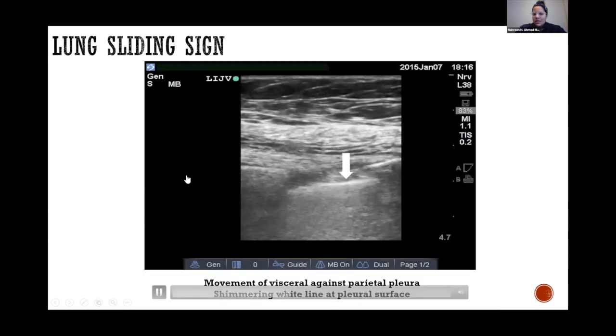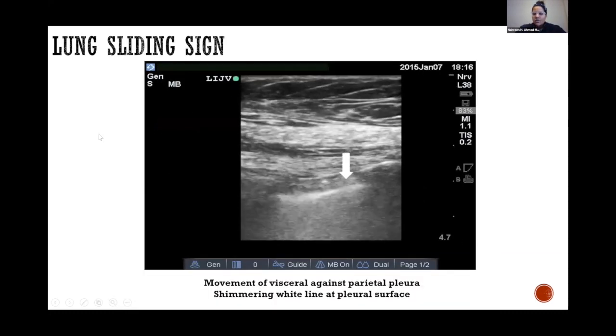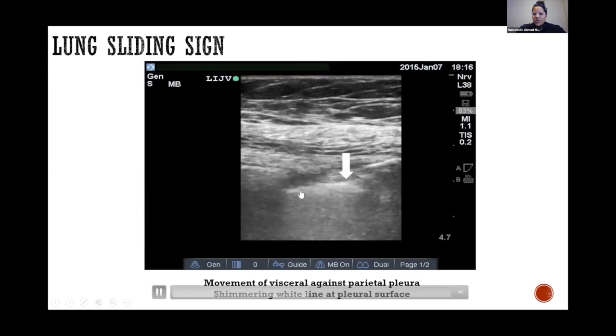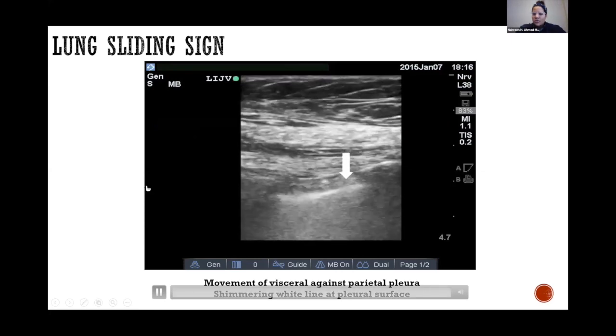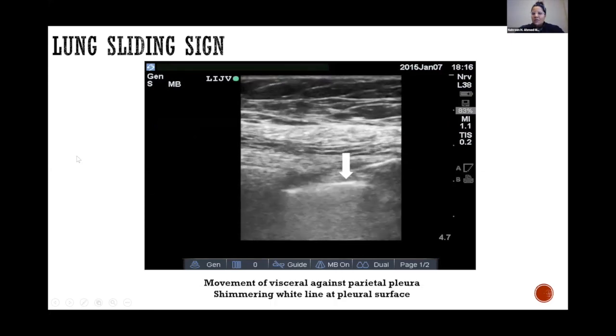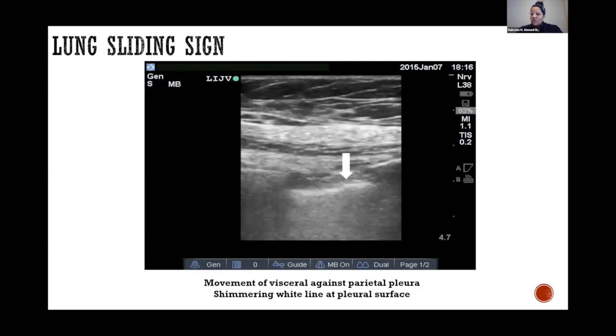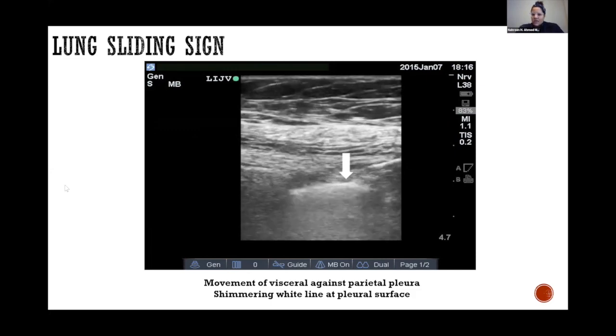So what does this look like dynamically? When you're using the high frequency probe, this is what it looks like. Okay, you're seeing your pleural line is now doing this movement, and this movement is what happens when the visceral and parietal pleura are moving against each other. It causes this shimmering at the pleural surface, and this is what we call lung sliding. This is when there's nothing in between the parietal and visceral pleura to obstruct that movement. So we see this in normal lungs, right?